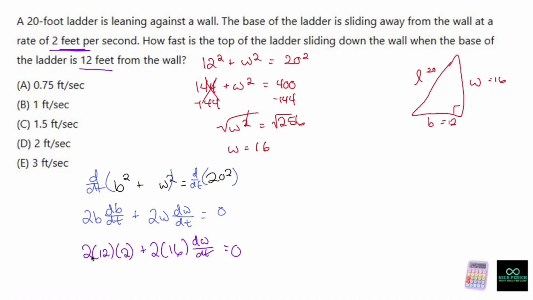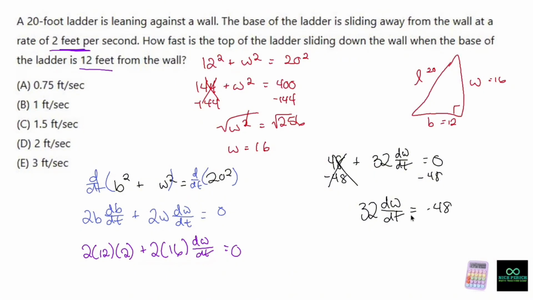So let's write this all up here. 2 times 12 times 2 is 4 times 12, which is 48. Plus 2 times 16 is 32 dw/dt equals 0. Let's subtract 48. 32 dw/dt is going to be negative 48. Divide both sides by 32, and dw/dt equals negative 1.5.